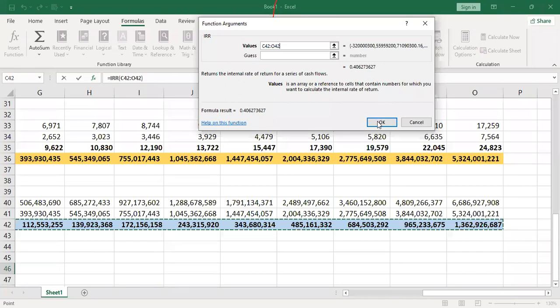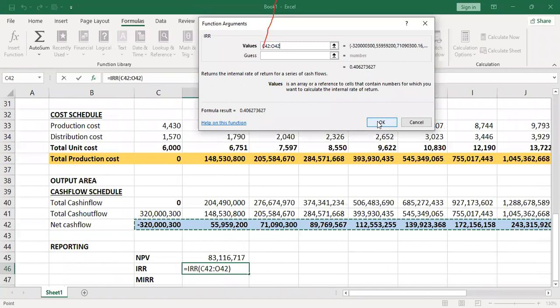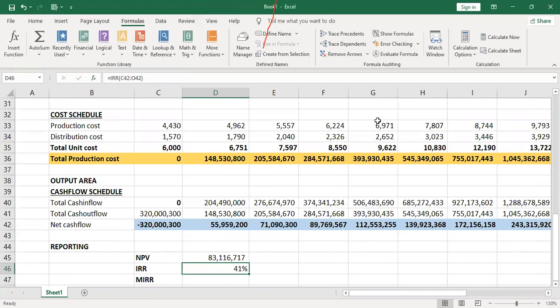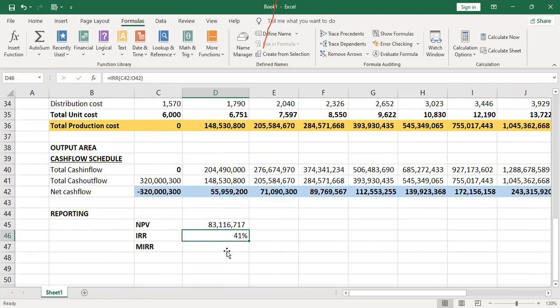Then after that, you click on OK. Your IRR is 41%. This time you don't have to assume 15 or assume 10 and then calculate. No, you just calculate it automatically.